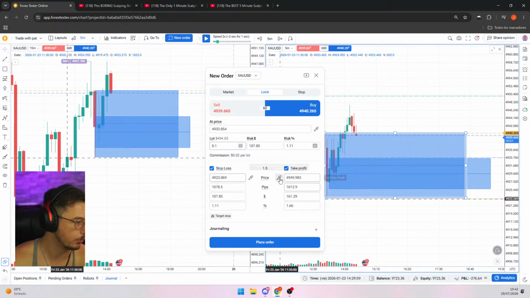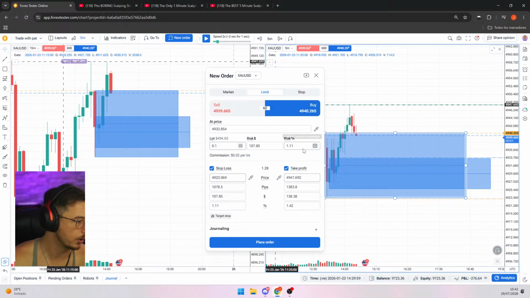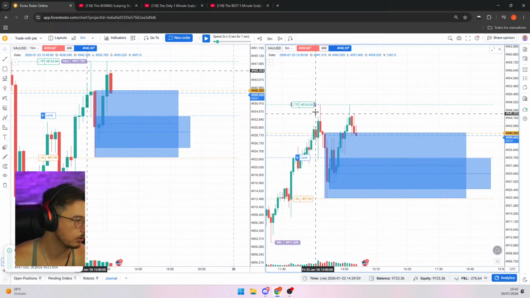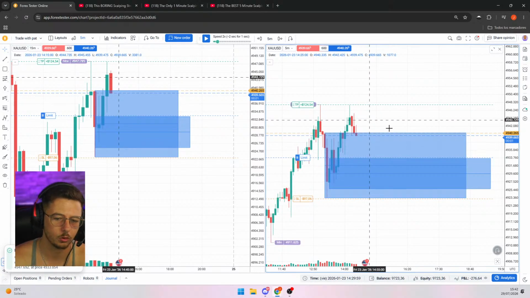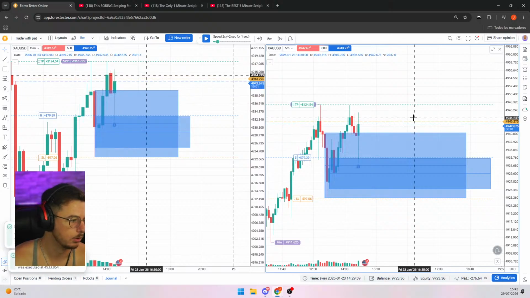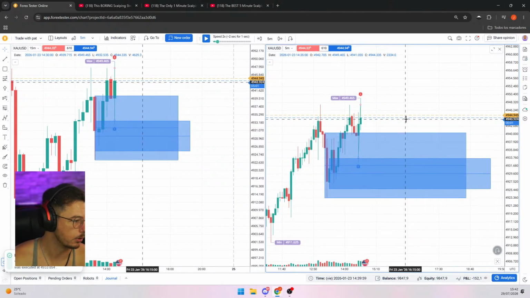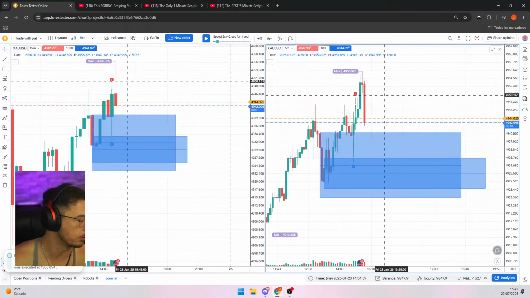I'll be placing the stop loss there, and a risk reward. Ooh, it's a negative risk reward, isn't it? Let me check. No, not negative. Just literally 1 to 1. It's not bad. But yeah, that's a nice take profit there. We need our take profits. Take profits are good.